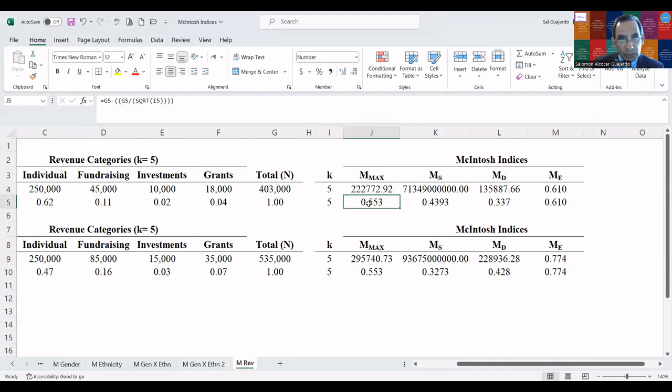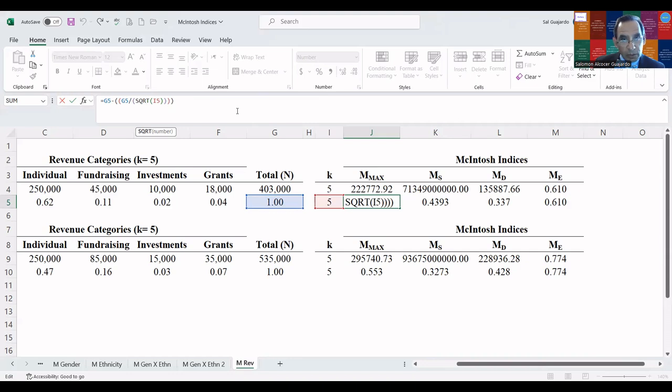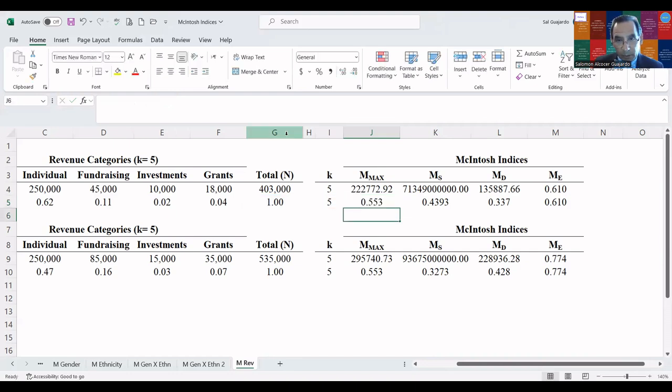If I use the percentages, it's going to be 1 subtracted by 1 divided by the square root of the categories. So here it's going to be 1 subtracted by 1 divided by the square root of 5. That gives us the value of 0.553.